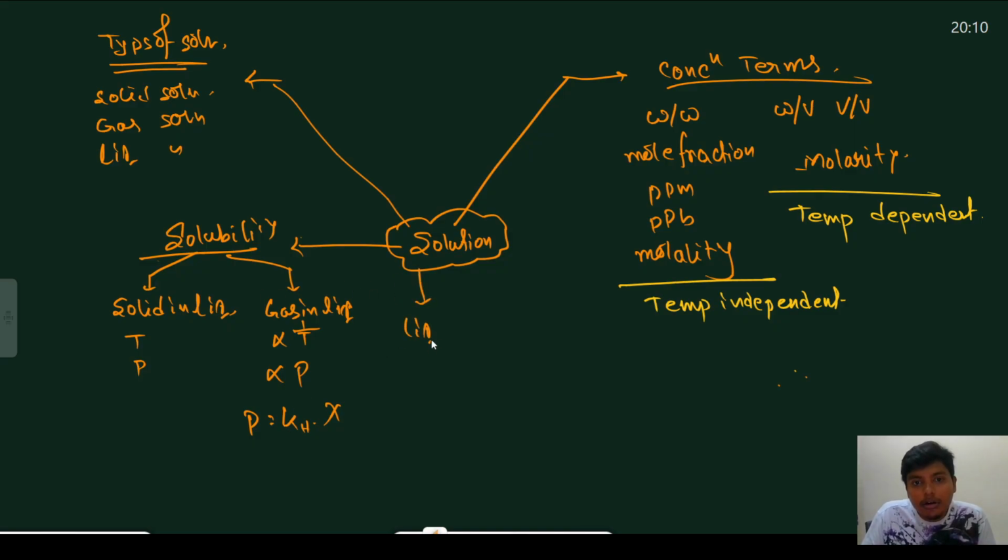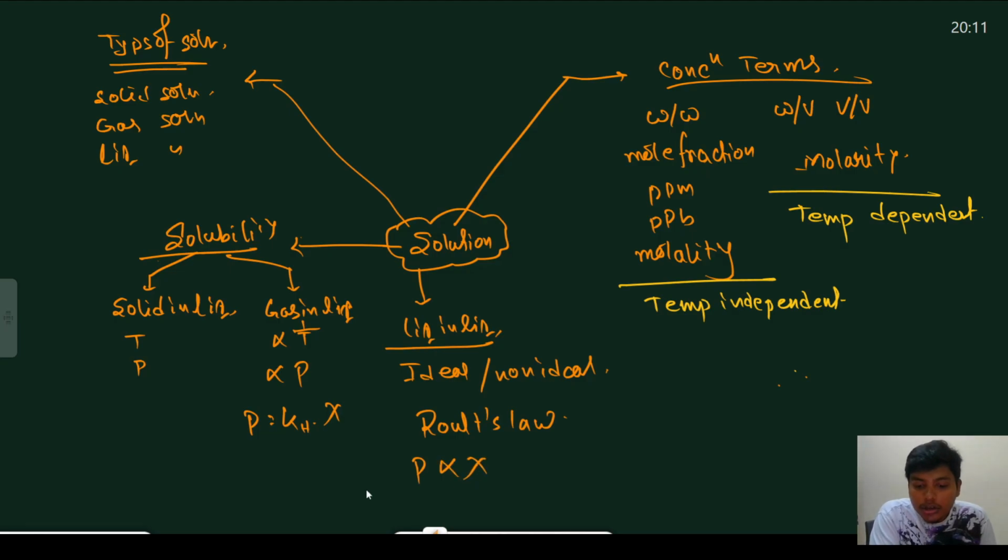Next, liquid in liquid we learn. There we learn about ideal solution, non-ideal solution, and finally, the most important thing, that is called Raoult's law. What was Raoult's law? Raoult's law told that the vapor pressure or partial pressure is directly proportional to the mole fraction of the solute.